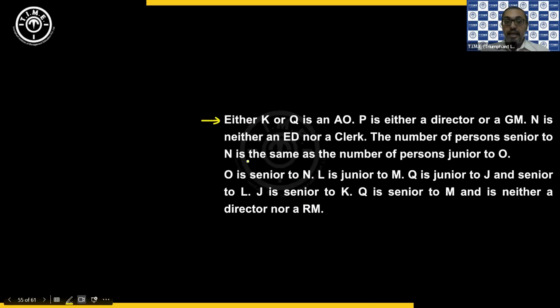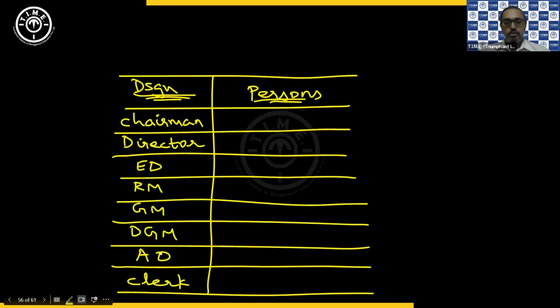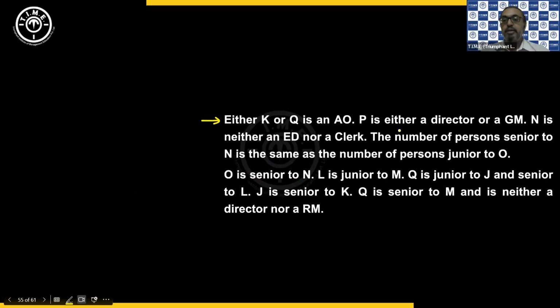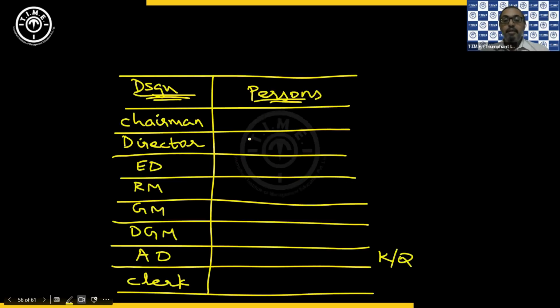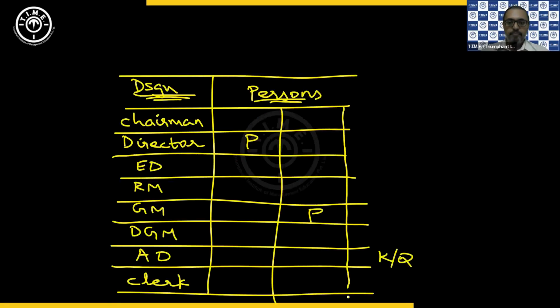Now condition 1 says either K or Q is an AO. Okay. So AO is one among K or Q. Only one among these two. Okay. Let's come to that. Next, P is either a director or a GM. Now this gives us two cases. P can be fixed either as a director in case 1. In case 2, you can fix as a GM. Okay. So these are the two cases we will look at now.